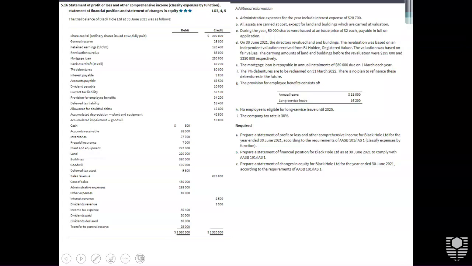Your dividends paid, dividends declared, they need to be going into your statement of changes in equity as well. Your dividends paid will most likely be your interim dividend, and your dividends declared will be your final dividend. Your transfer to your general reserve, that we need for our statement of changes in equity. So those last three, we've got equity items.